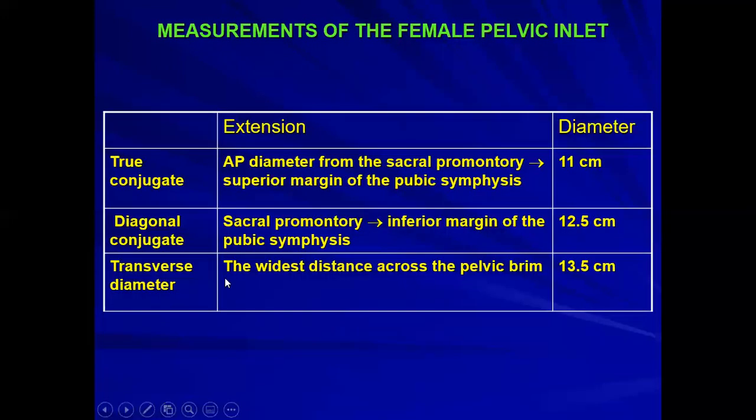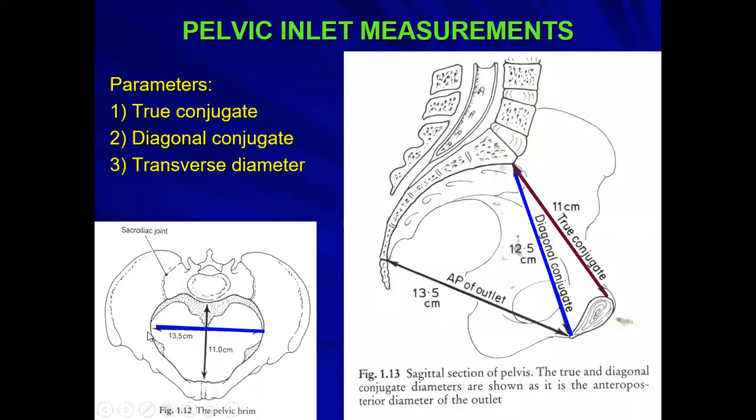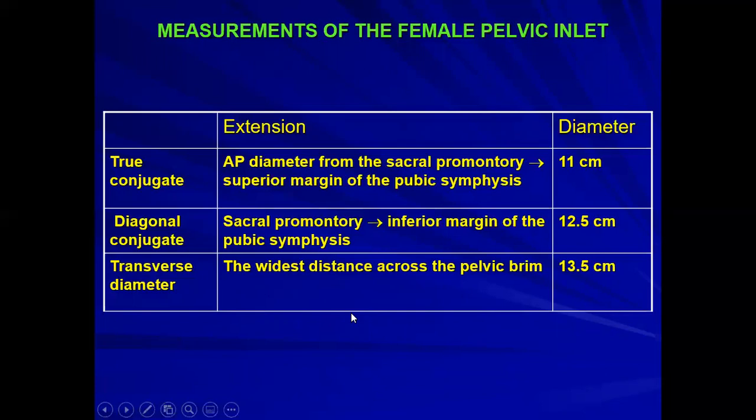And the transverse diameter is at the widest distance across the pelvic rim. It's about 13.5 centimeter. The widest diameter of the pelvic rim, you draw from here toward here. So the transverse diameter is larger in the pelvic inlet compared to the true conjugate.